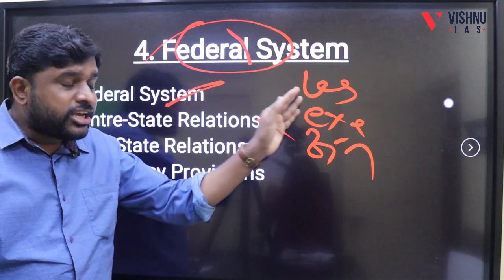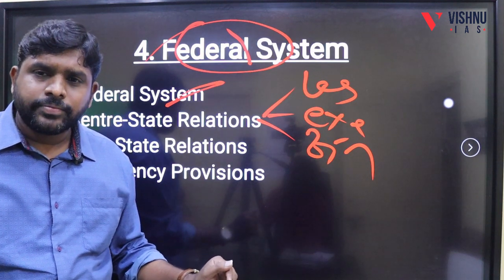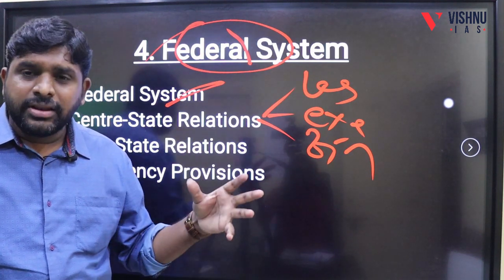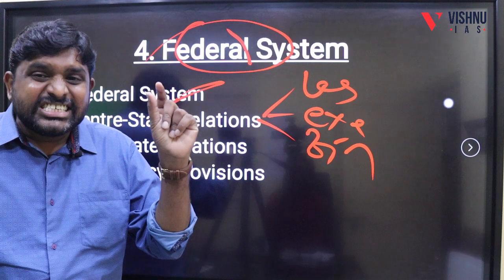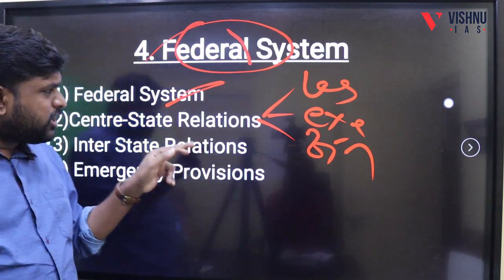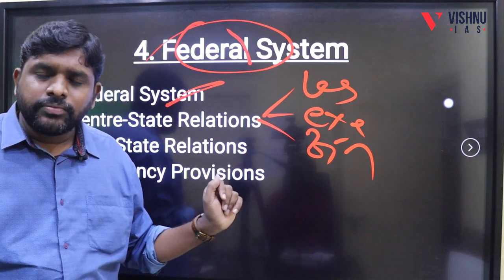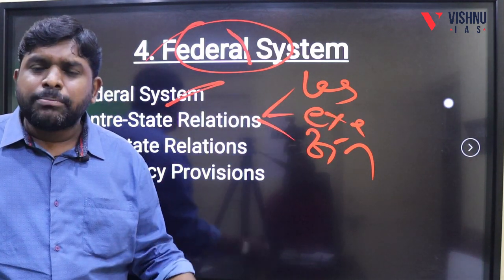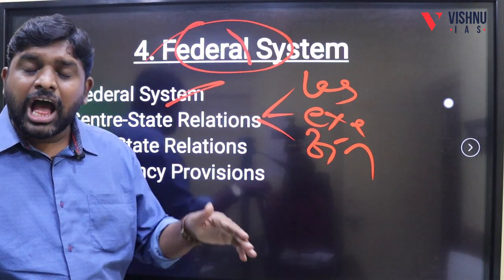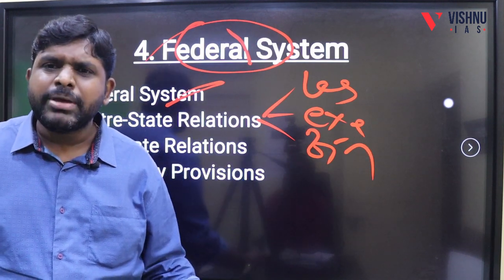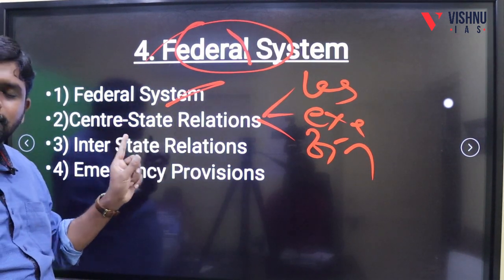Center-state relations: how the legislative relations are there. For example, if any item in the state list needs to be amended, what is the role of the Parliament? What is the role of the state legislature and executive? When can they impose President's rule? Financially, how will the devolution of funds happen between the center and the state?